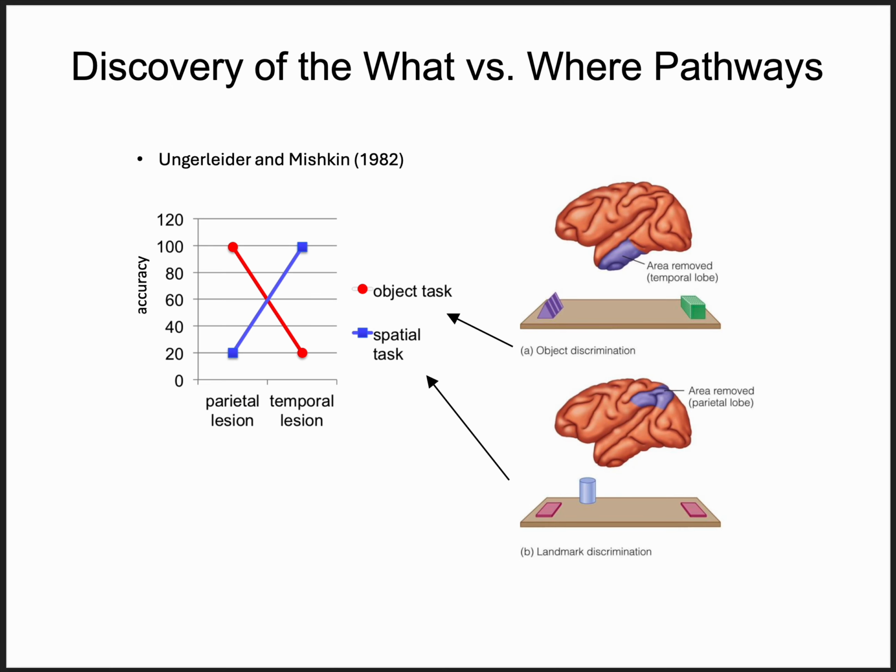Discovery of the what versus where pathways. Ungerleider and Mishkin, 1982. Accuracy, parietal lesion, temporal lesion, object task, spatial task. Area removed, temporal lobe, object discrimination. Area removed, parietal lobe, landmark discrimination.